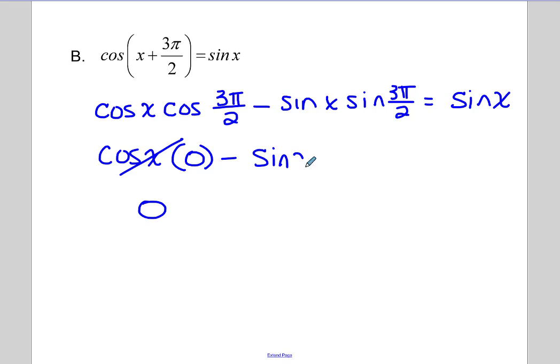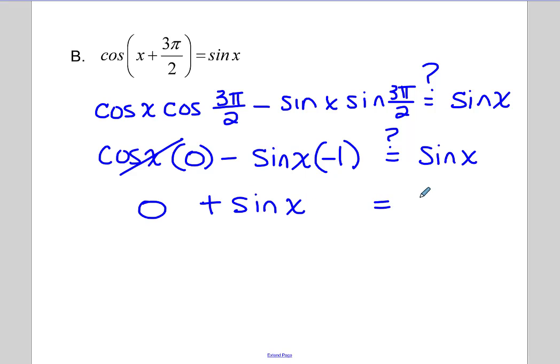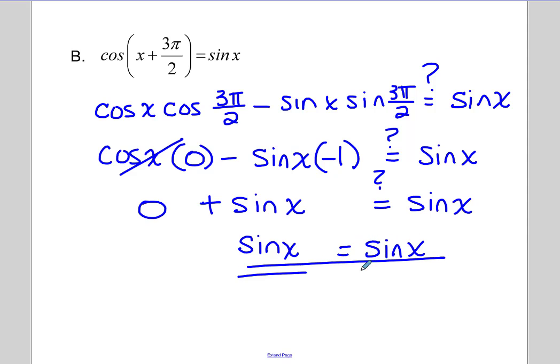And this is the sine of an angle, and the sine of 270 is negative 1. So is that equivalent to just positive sine? And this is minus a negative. So yes, it definitely is equivalent, that the sine of x is equal to the sine of x. So we have proved this reduction formula. If you have the cosine of any angle plus 270 degrees, that sum is really the sine value right there.